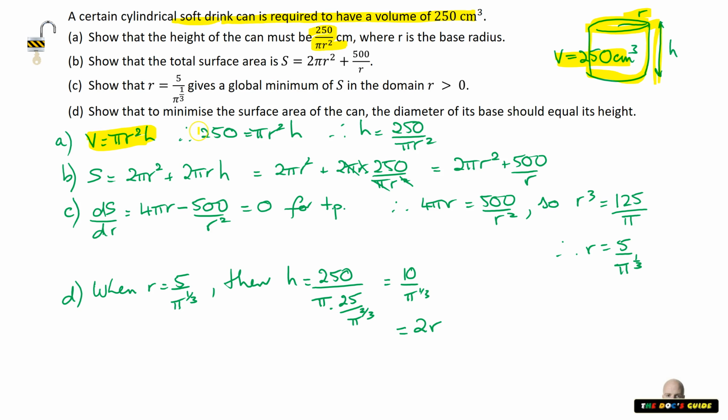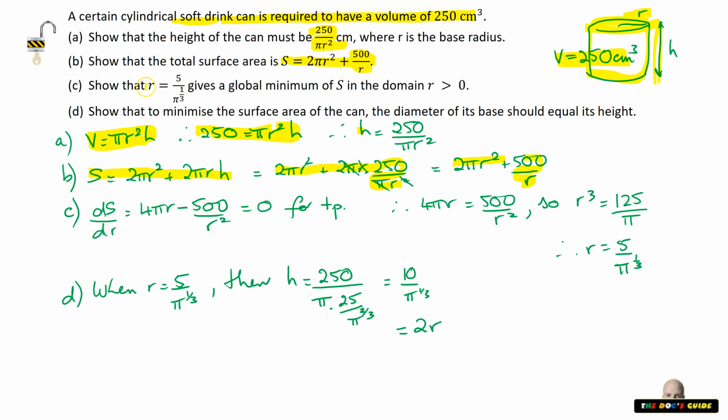Our volume equation for the can, when we substitute our 250 in, is going to give us h is 250 on pi r squared. The second part says show that the total surface area is given by that. So surface area of a cylinder, a closed cylinder, is 2 pi r squared plus 2 pi r h. We've just found h, so we substitute that in, cancel out, and we'll get the expression that they wanted.